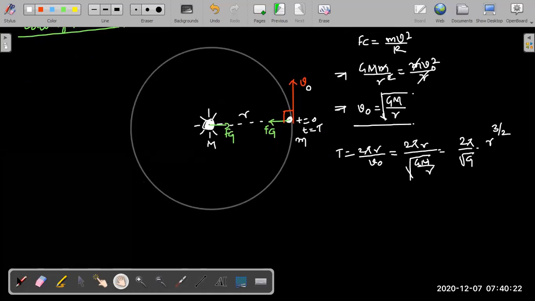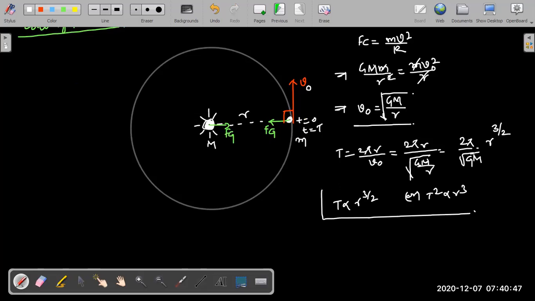So from this we can claim that T is 2 pi by root of GM times r power 3 by 2. Sir, you forgot the M. Yes, correct, r power 3 by 2. Now from this we can say that T is directly proportional to r power 3 by 2. Clear? Or T square is directly proportional to r cube. So this relation is what is called Kepler's third law. Kepler's third law says that the square of the time period is proportional to the cube of the mean radius, or average radius, of an orbit. That's what Kepler's third law says.